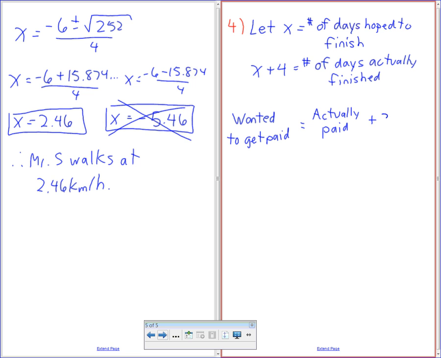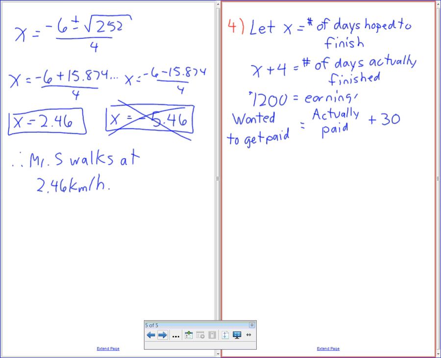plus 30. Because he actually earned 30 less than he wanted to, or I can do wanted to minus 30 equals actually. Either one works. So we're thinking of a daily rate here. What else do I know? $1,200. What do you earn? So we're comparing units per day, like money per day is what we're doing.